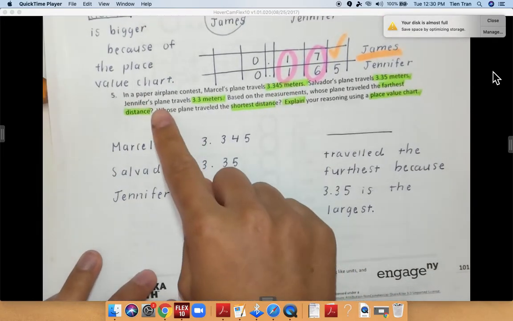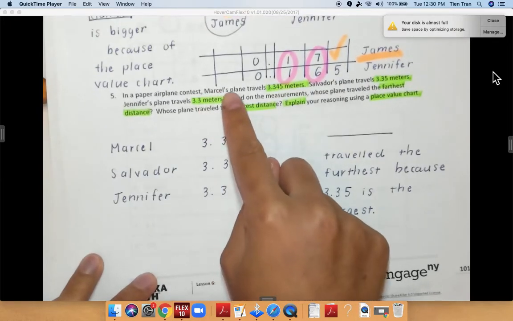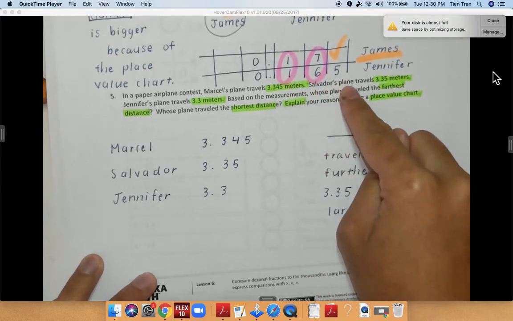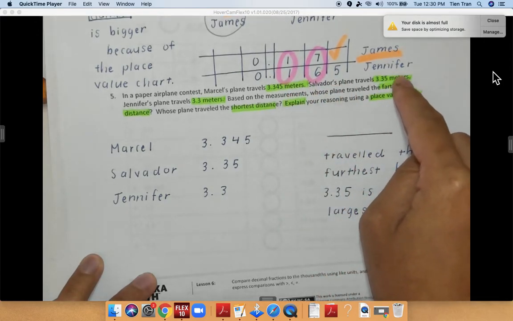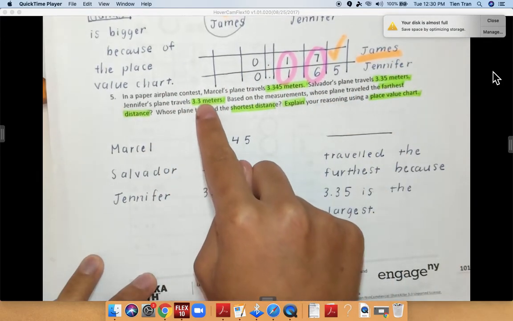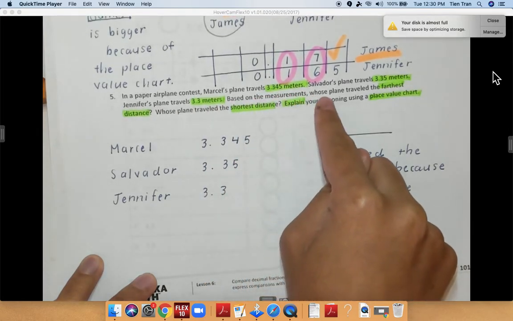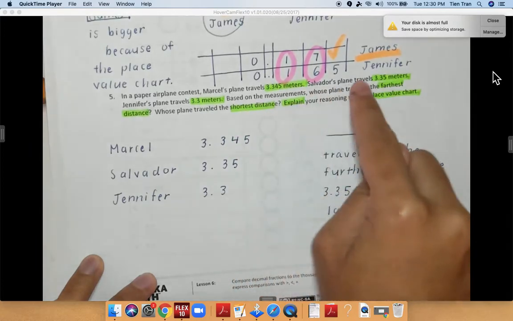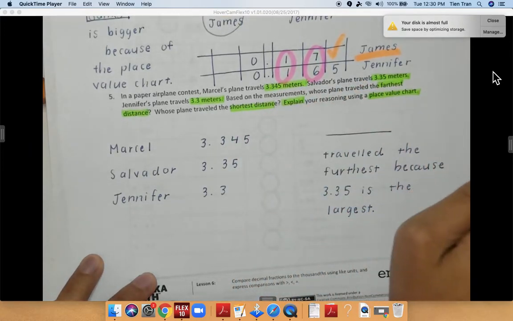It says right here, in a paper airplane contest, Marcel's plane traveled 3.345 meters. Salvador's plane travels 3.35 meters. Jennifer's plane travels 3.3 meters. Based on the measurements, whose plane traveled the farthest distance? Whose plane traveled the shortest distance? Explain your reasoning using place value chart.